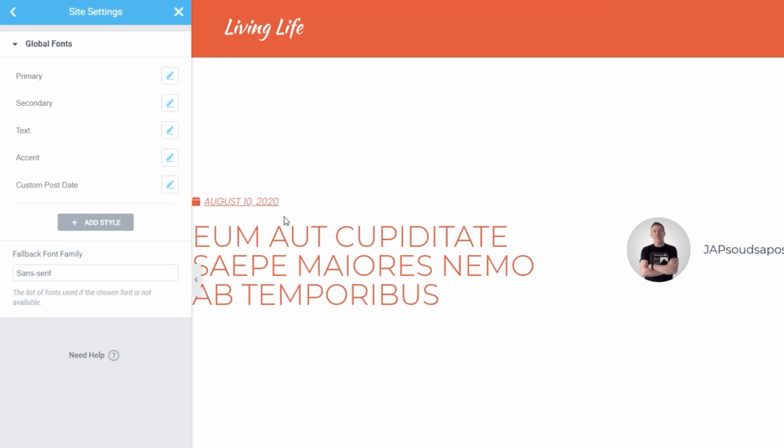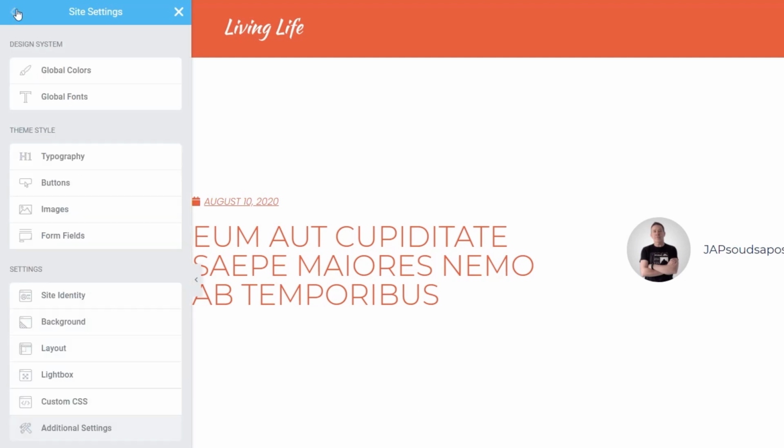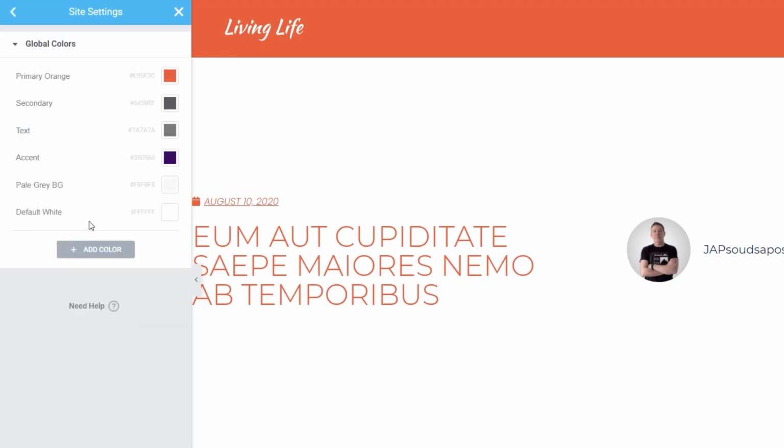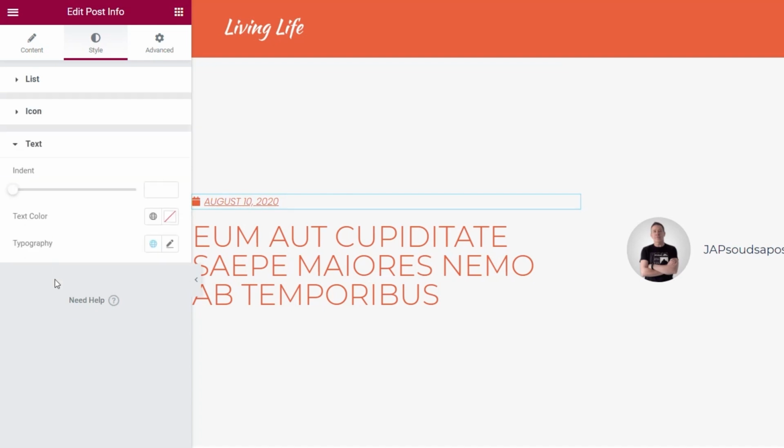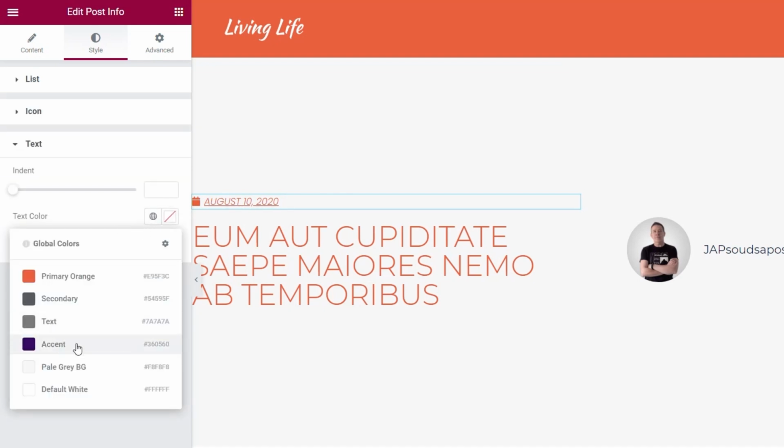And that's now a custom post date, a custom global font. And we can assign custom colors to it as well if we wanted to. So we could easily come back out of this and we can assign any custom color we want. So our global colors, we may have something like this accent purple. We'll use that. We'll simply exit our site settings. And from there, we'll just select this again, come back down to our text, and we'll assign a global color to it. And we'll say we want accent.